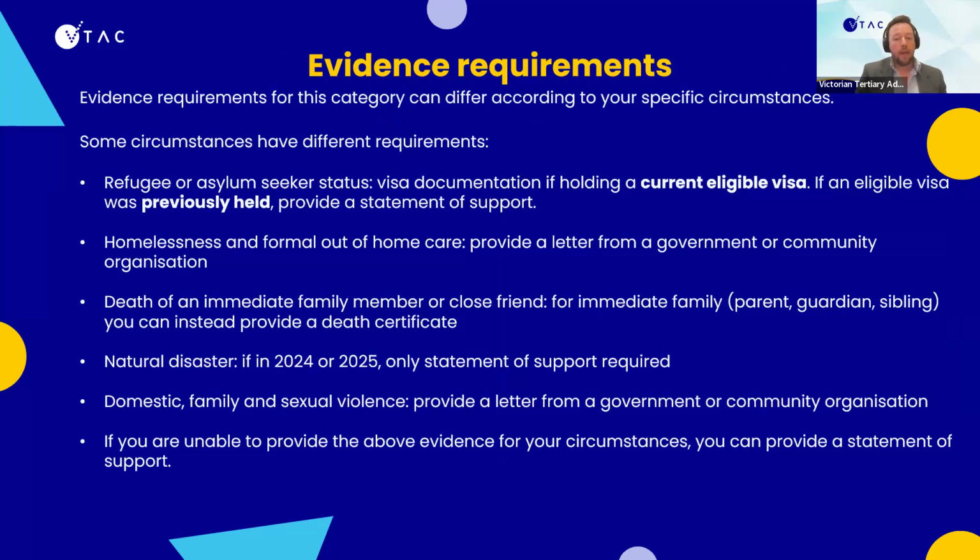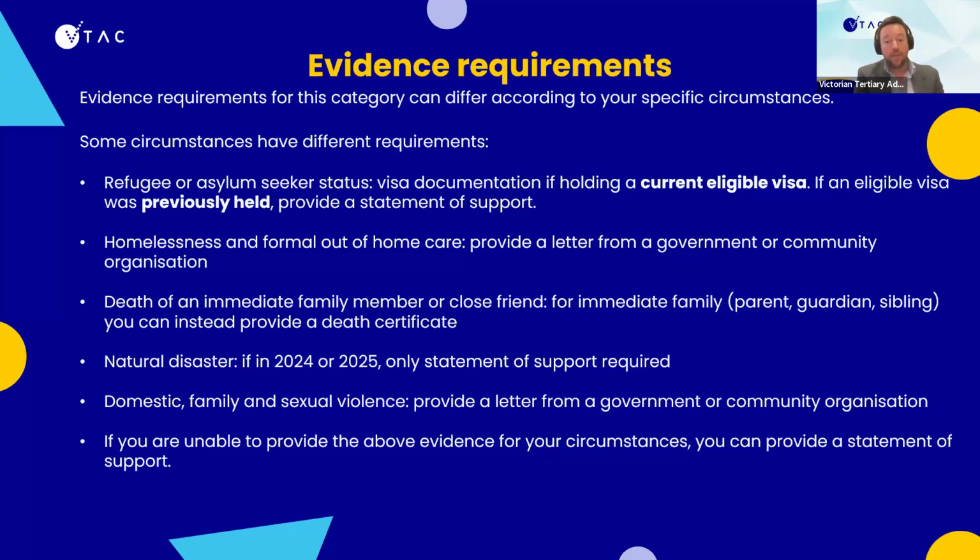For example, high impact circumstances such as homelessness, domestic, family, and sexual violence, all you need to do is provide a statement from a government or community organisation that confirms the circumstances. There are examples of such organisations on our website. One of the easiest ways to get to this list is just Google VTAC recognised government and community organisations. But provide this and you don't need to write an impact statement or outline the impact on your education.